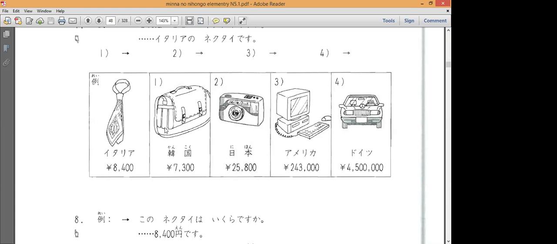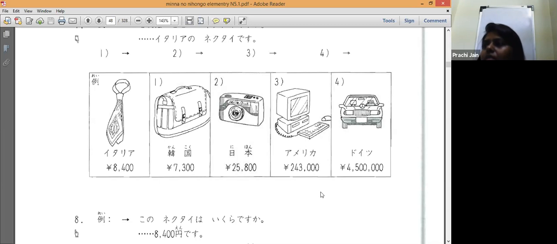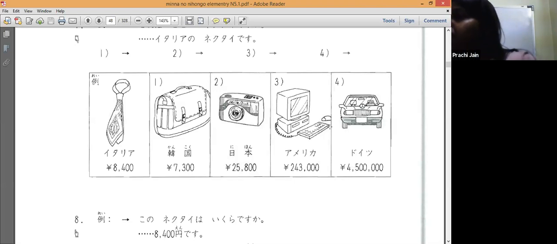Last one, what will be? Which one? Last Jidosha. Jidosha, price you want to know? Yes, ma'am. Ikura. Okay. So first of all, start from the first one, then we come to Jidosha, okay?